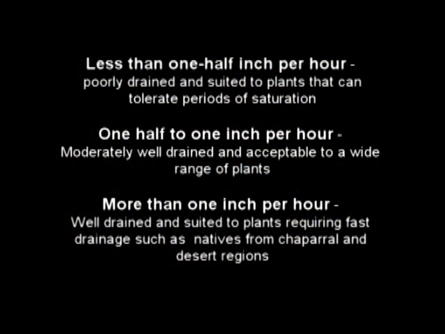Less than 1/2 inch per hour, poorly drained and suited to plants that can tolerate periods of saturation. 1/2 inch to 1 inch per hour, moderately well drained and acceptable to a wide range of plants. More than 1 inch per hour, well drained and suited to plants requiring fast drainage, such as those native to chaparral and desert regions.